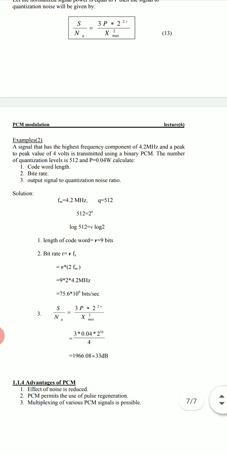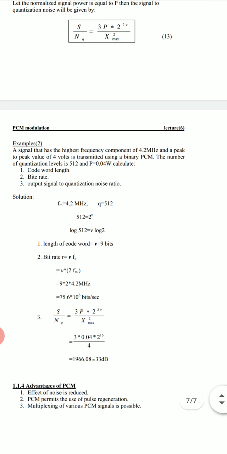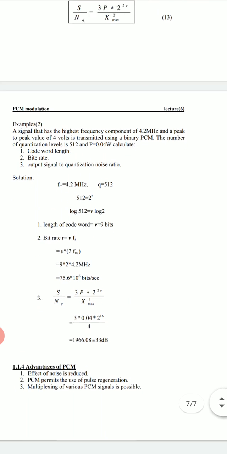Fm we have, they have given 4.2 megahertz. So you can take 4.2 into 10 raised to 6 hertz. If you solve, you will get 75.6 megabit per second, or you can say 75.6 into 10 raised to 6 bits per second.